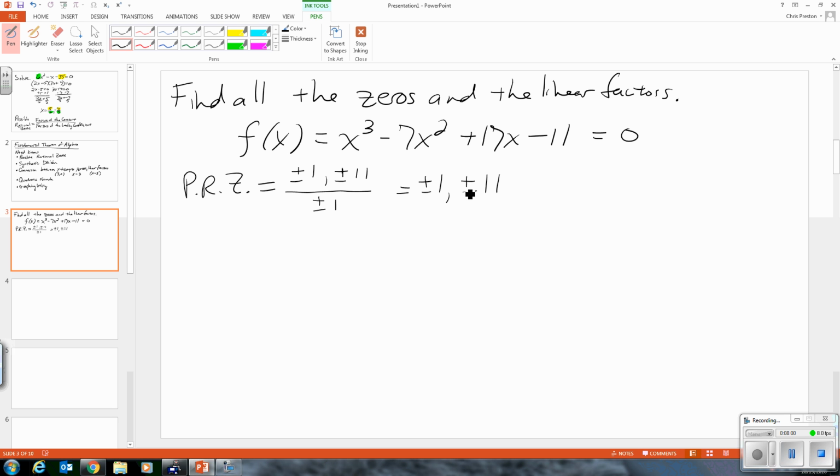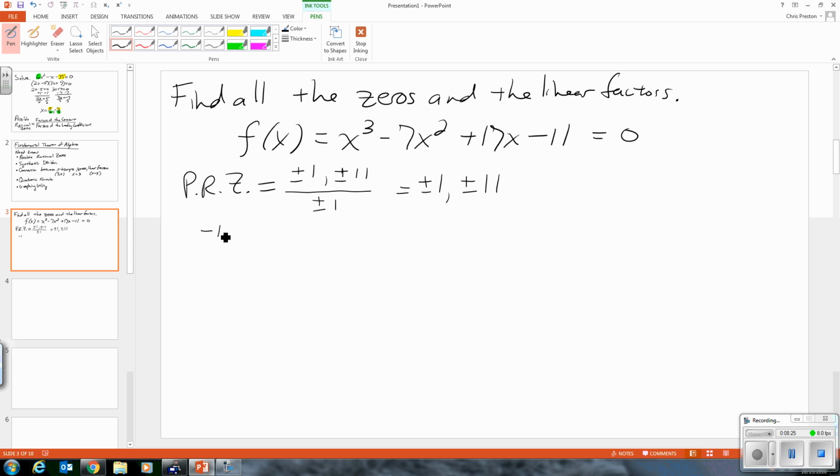And so I only get these 4 numbers: positive 1, negative 1, positive 11, negative 11. But you could potentially have a long list of those. And then what I would do is start trying these and see if they work. Now, if I don't have a graphing utility, I might just plug these in and see if I get an answer of 0.